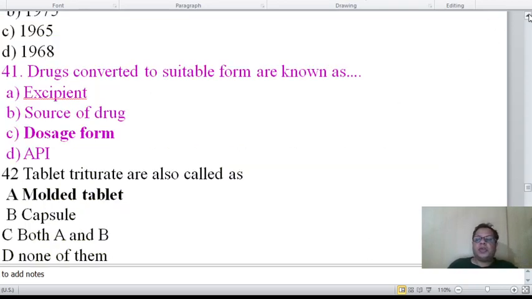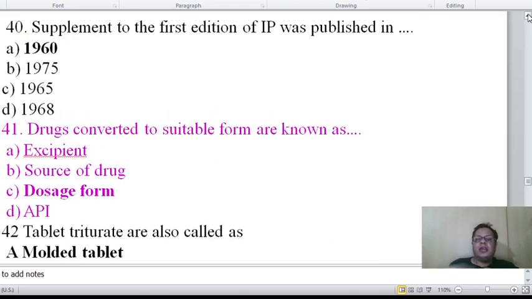For question number 40, let's see what it has. The supplement to the first edition of Indian Pharmacopoeia, which was published in 1960, the drug converted to the suitable form are known as. So if a drug has to be converted into the form, it has to be converted to suitable dosage form. So any API which cannot be given directly to the cavity until it is not converted into the dosage form. So dosage form is actually a delivery system which delivers a drug from outside into the human body, and we will get the therapeutic effect of it.